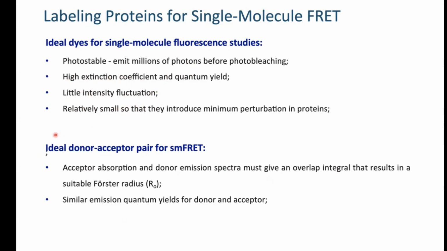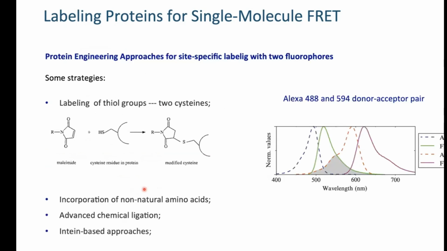And also, particularly for choosing an ideal donor and acceptor fluorophore, you need to have, again, a high overlap between the donor emission and the acceptor absorption to have a high Förster radius. Also, the emission of both donor and acceptor should not overlap too much, because otherwise you need a lot of corrections. And also similar quantum yields between these donor and acceptor fluorophores.